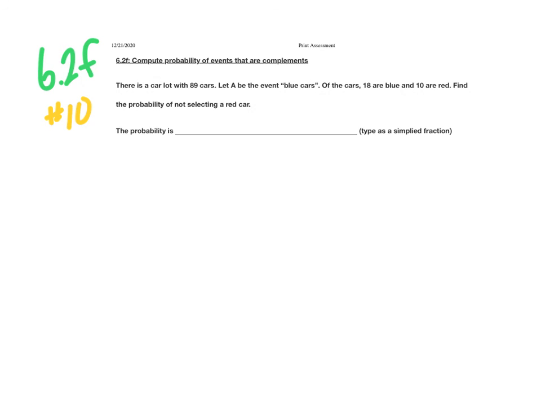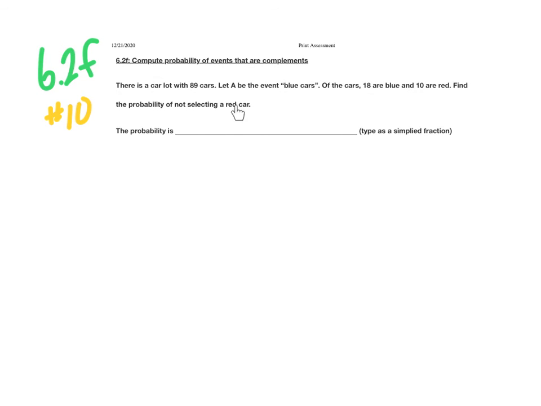There was one more question. Question 10 is 6.2F, computing probabilities with complements. So here, there is a car lot with 89 cars. Let A be the event that there's blue cars. And here's the breakdown of the cars. 18 are blue, 10 are red. Find the probability of not selecting a red car.